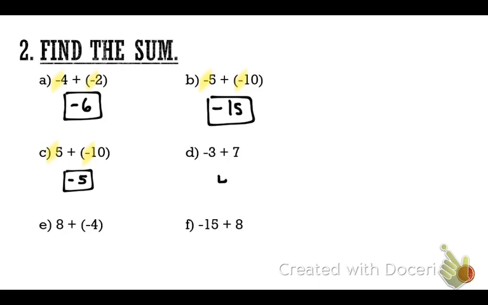Okay, it is 4. Notice because she's got different signs, she subtracted the numbers and took the sign of the larger number, which was a +7. 4 is the correct answer. Very good job. Who would like to do the next one for me?